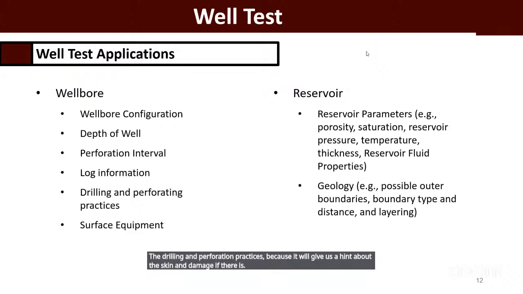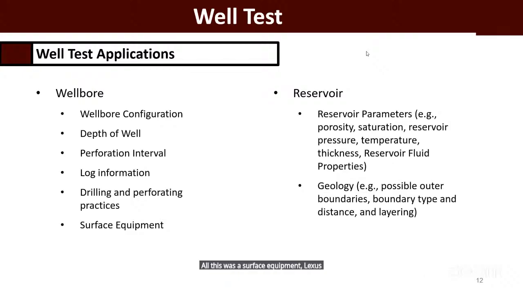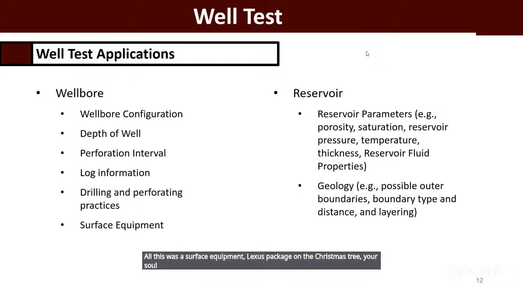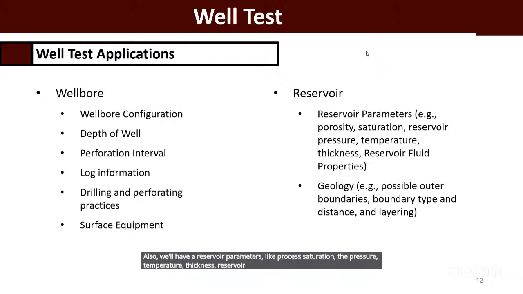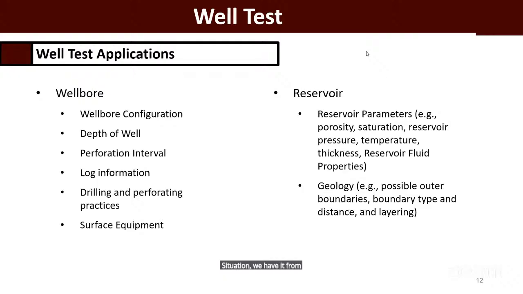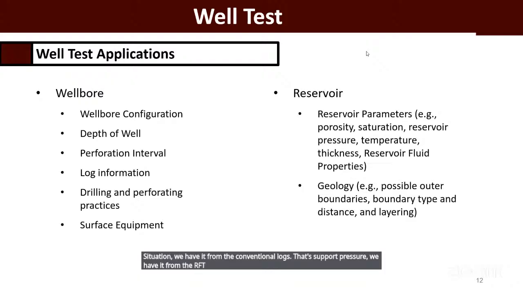Also the surface equipment, like the test package and the Christmas tree connections. Also, we'll have reservoir parameters like saturation, pressure, temperature, thickness, and reservoir flow properties. Properties, porosity and saturation, we have from the conventional logs. Reservoir pressure, we have from the RFT or from other analog wells.